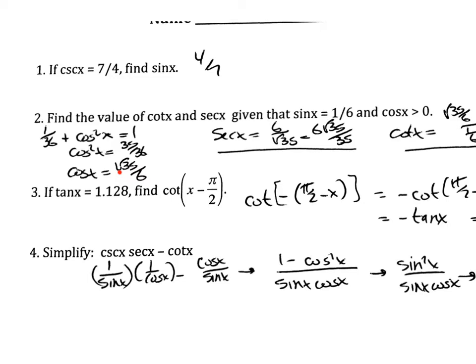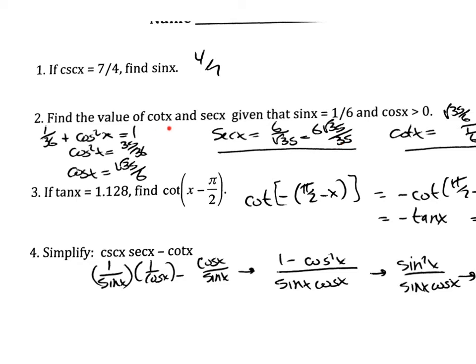I forgot to put the plus or minus there, but the reason I really didn't is because right over here at the end of the problem it says cosine is greater than 0, which means it's positive. So it had to be the positive square root of 35/6. That's good, but that's not the answer. I need secant. So I took the cosine and flipped it, did the reciprocal, and got that answer right there.